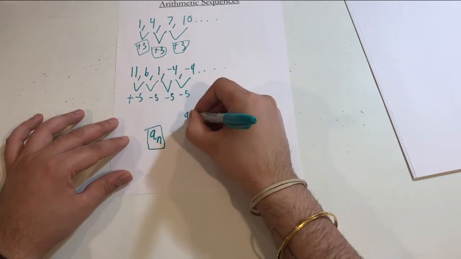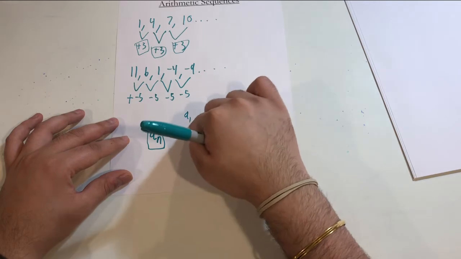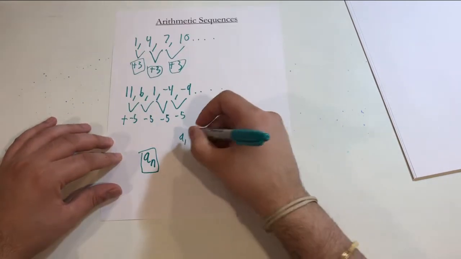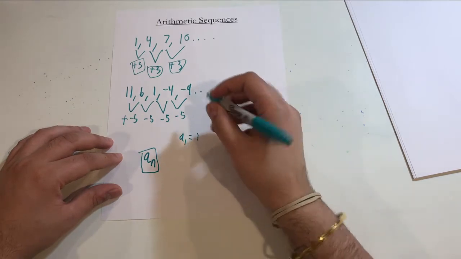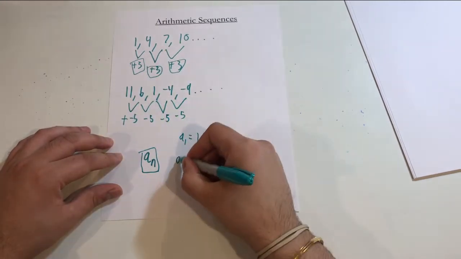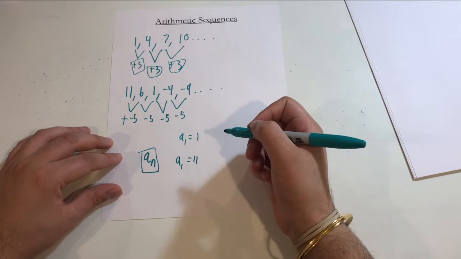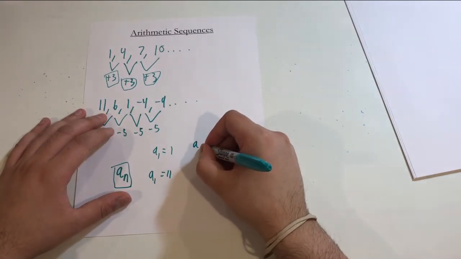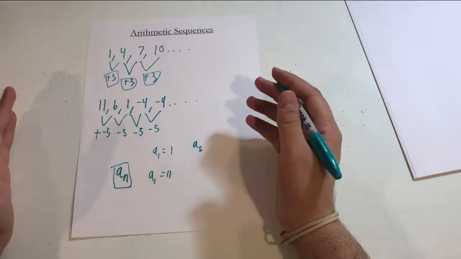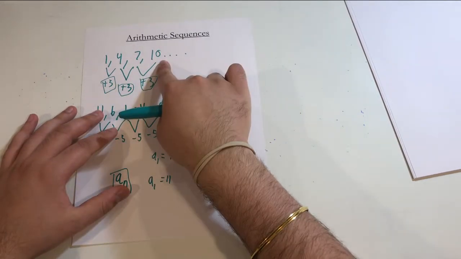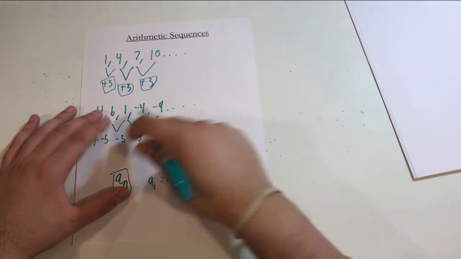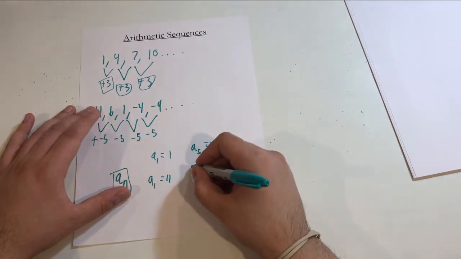So if I write a of 1, that means what is the first term in the sequence. In this sequence up here, a of 1 would be equal to 1. In this sequence here, a of 1 is equal to 11. If I were to write a sub 5, that's the fifth term. Here, the fifth term would actually be, if I went further, 13. Here, the fifth term is -9.